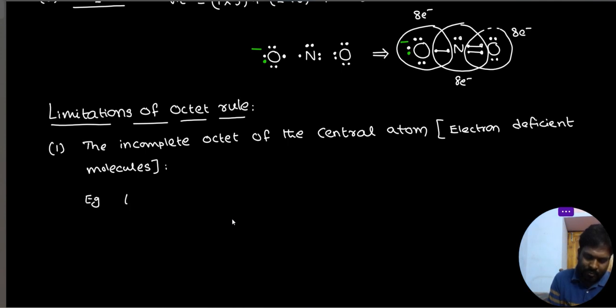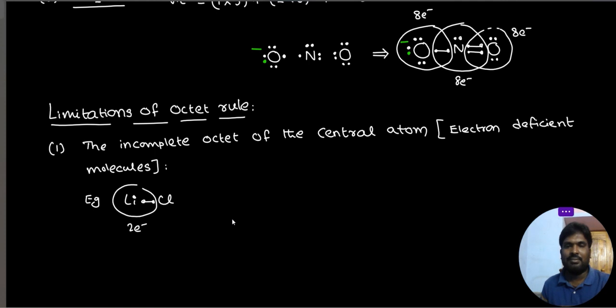Example, lithium chloride. Particularly you can take here lithium. Around the lithium, one bond pair means 2 electrons present. Beryllium hydride. Around beryllium, how many electrons are there? 4 electrons, less than 8. Electron deficient or incomplete octet.